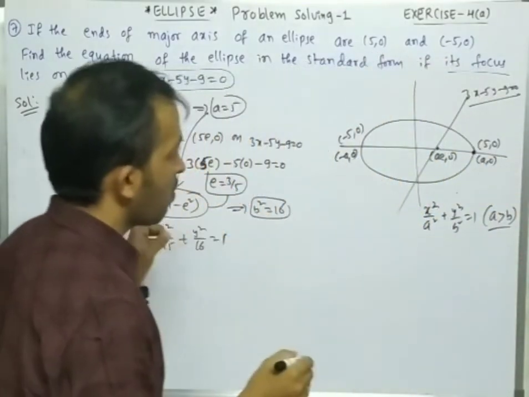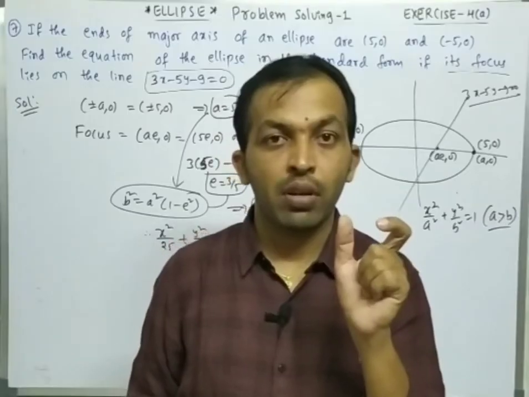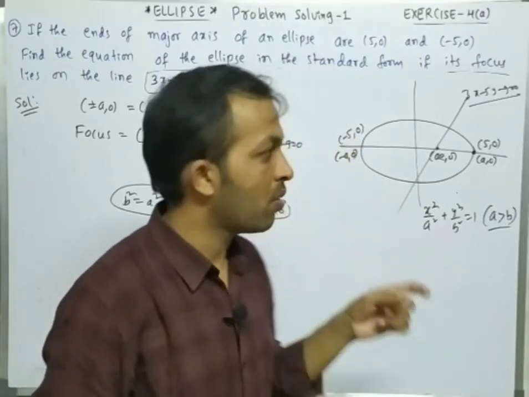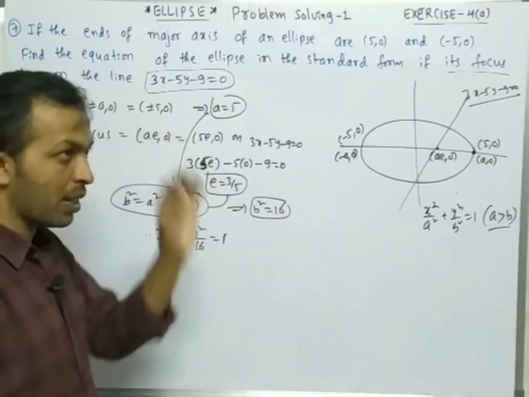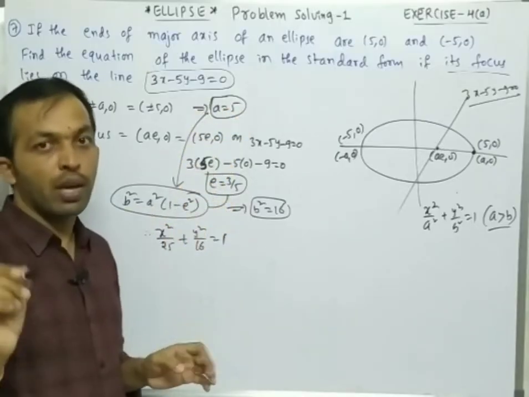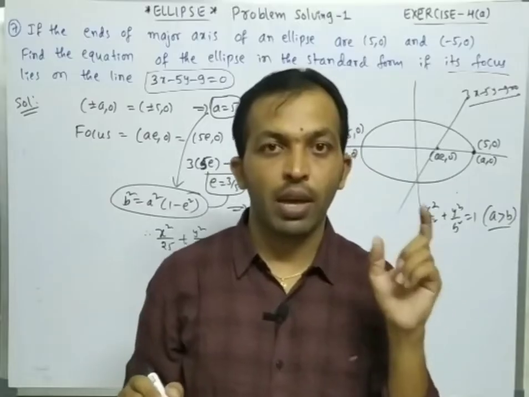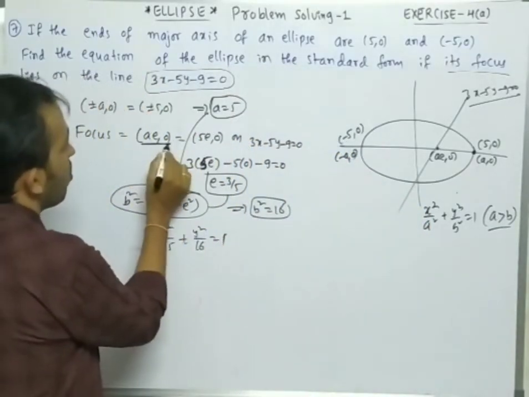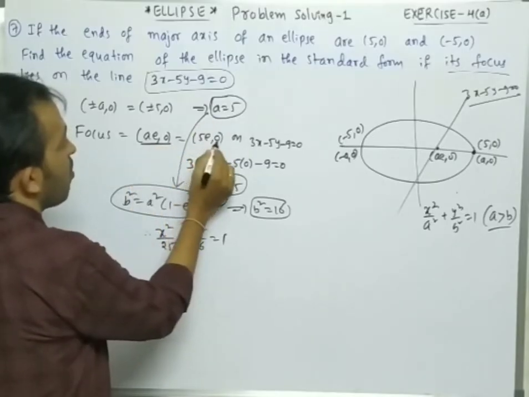How? First of all, what is the formula for the vertices of an ellipse? That is a comma 0 and minus a comma 0. That means plus or minus a comma 0 is equal to plus or minus 5 comma 0. It is given, so compare, from that you will get the value of a. That is one condition. From the first condition we got the value of a. Now what is the formula for the focus? a e comma 0. So a e comma 0 means 5e comma 0.